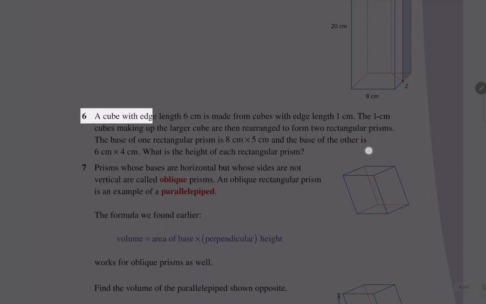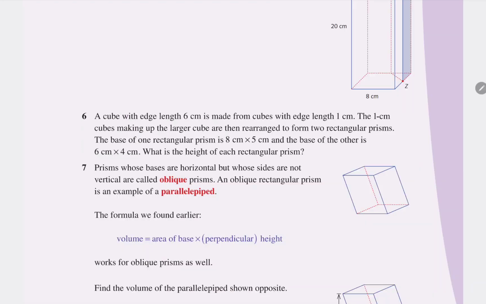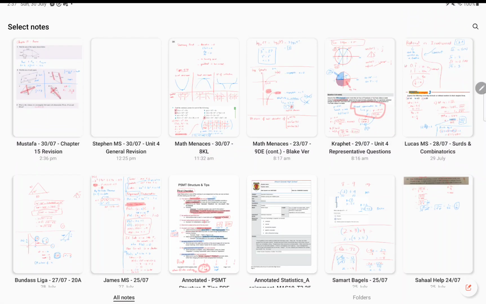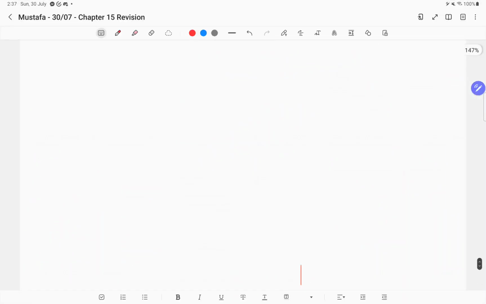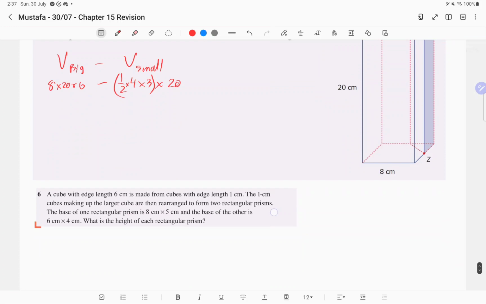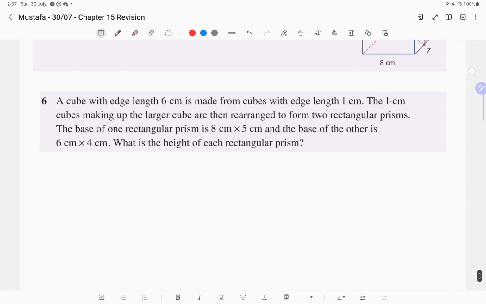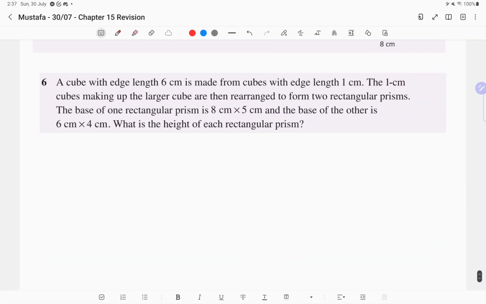Next is question 6. A cube with edge length 6 is made from cubes with edge length 1. This one is getting a bit trickier. The 1 centimeter cubes making up the larger cube are then rearranged to form 2 rectangular prisms. The base of one rectangular prism is 8 by 5 and the base of the other is 6 by 4. What is the height of each rectangular prism? How do we solve this one?